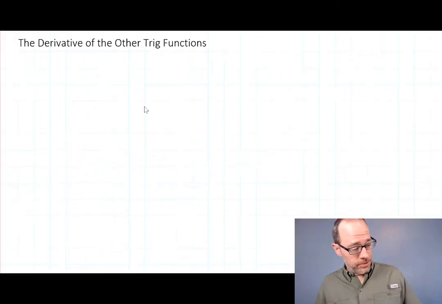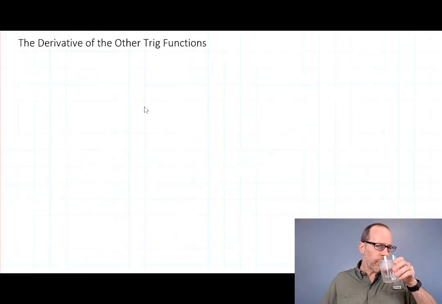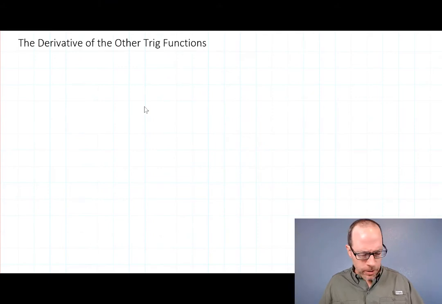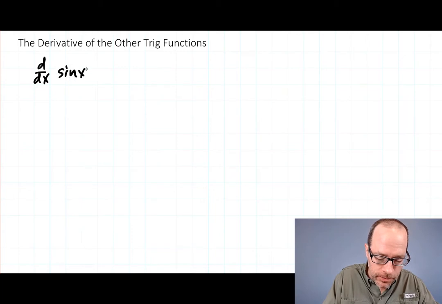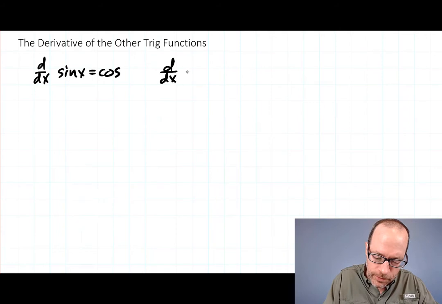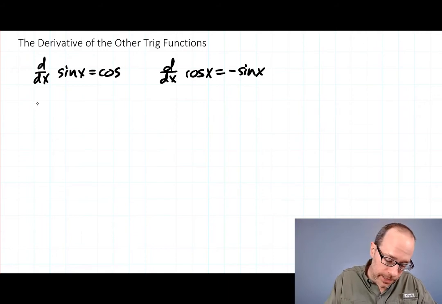All right, let's do the other trig functions. We have sine and cosine, and remember we had the derivative of the sine was the cosine, and the derivative of the cosine was the minus sine. So that still leaves things like the tangent. Remember, tangent was sine over cosine.